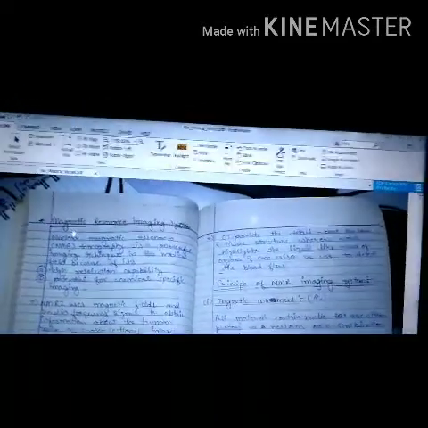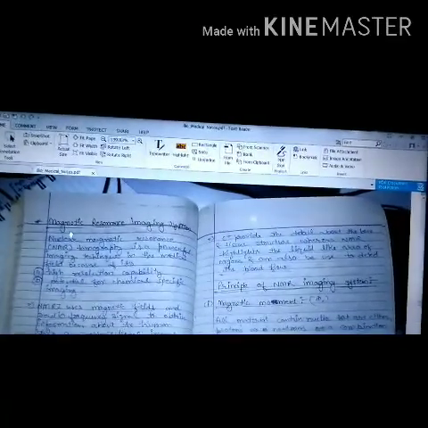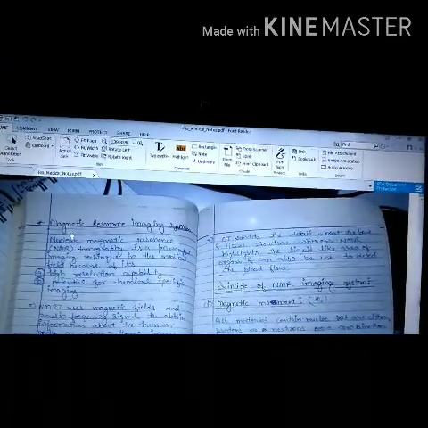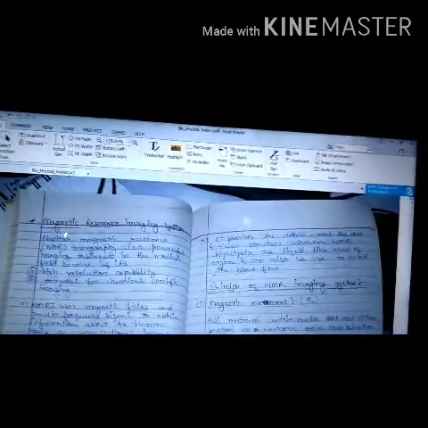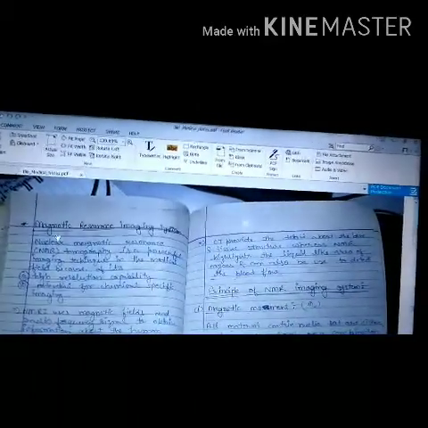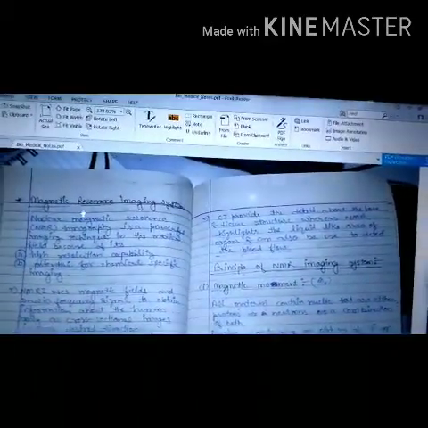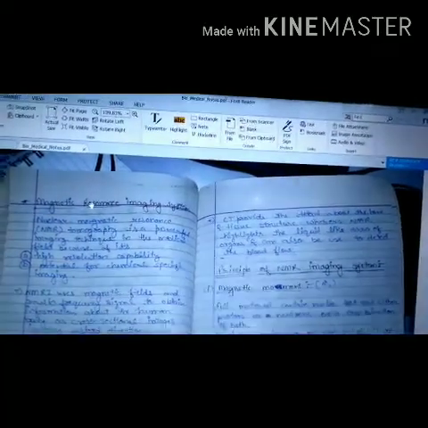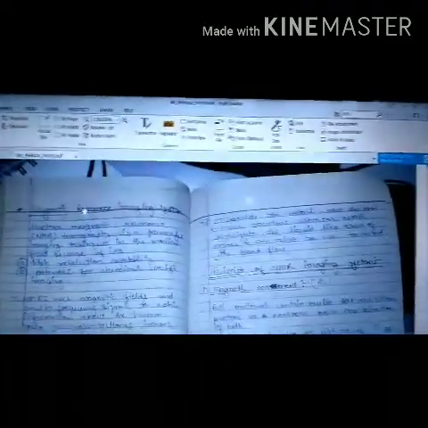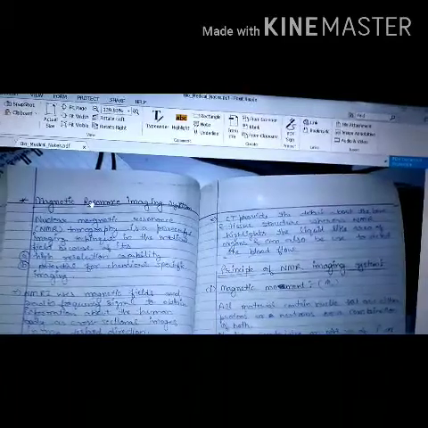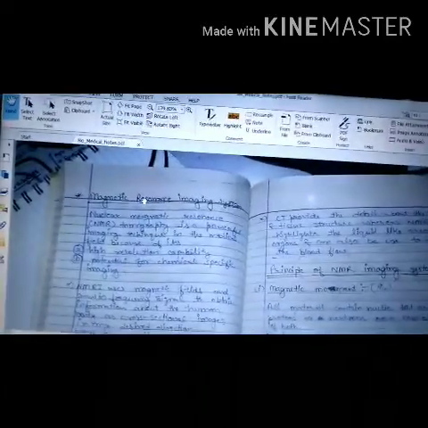Okay, so in the present lecture we are going to look at a brief about magnetic resonance imaging and different principles involved. Basically there are 4 to 5 principles related to magnetic resonance imaging. We will be going to cover magnetic moment in the present lecture. Okay, so let us start.